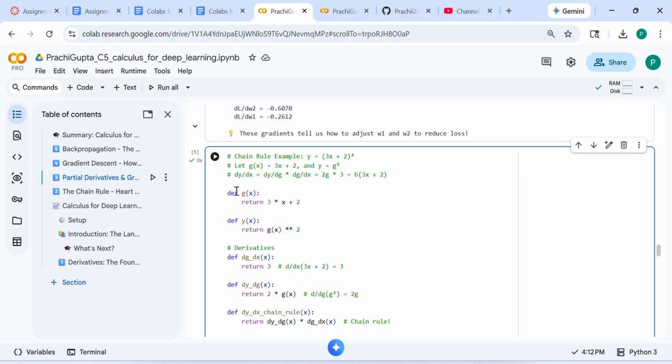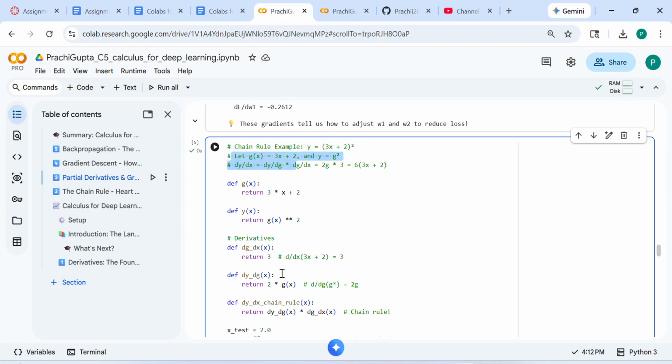This cell teaches us the chain rule with a simple function like y equals (3x plus 2) squared. It breaks it into two simple steps. One is g equals 3x plus 2, and y equals g squared. Then it computes the derivatives. That is, break the big derivative into two smaller derivatives and then multiply. That's what we are doing.